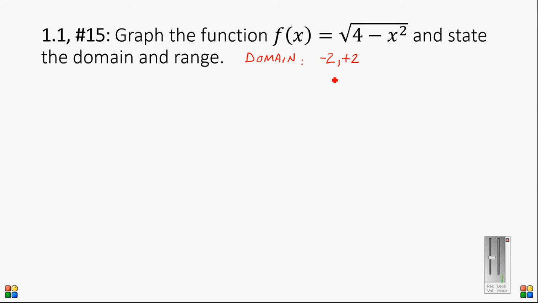Again, getting used to this deal here. And because it actually includes those numbers, these are square brackets. If it wasn't allowed to be negative 2, but it was allowed to get really, really close to negative 2, like 1.99999, this would be a parenthesis or a round bracket. But because negative 2 is allowed to be in the set, it's going to be a square bracket.